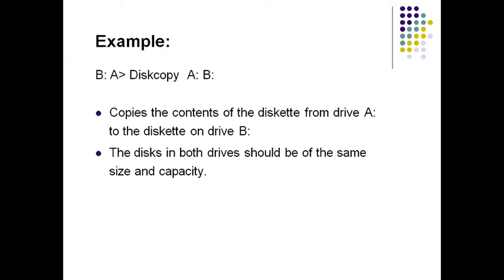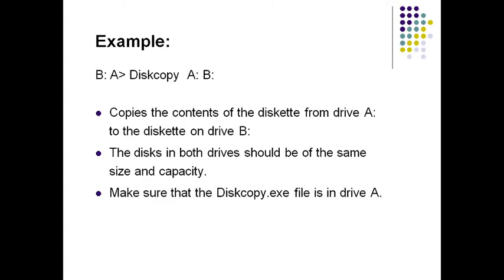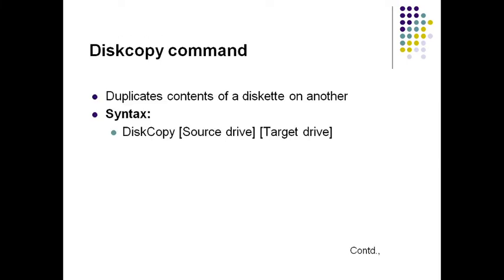The disks in both drives should be of the same size and capacity. While copying a disk from one drive to another, both the drives should have the same size and capacity. Make sure that the diskcopy.exe file is in drive A. Compulsorily, to execute this command, the diskcopy.exe file should exist in drive A. Okay students, so this is about one of the DOS external commands, disk copy.